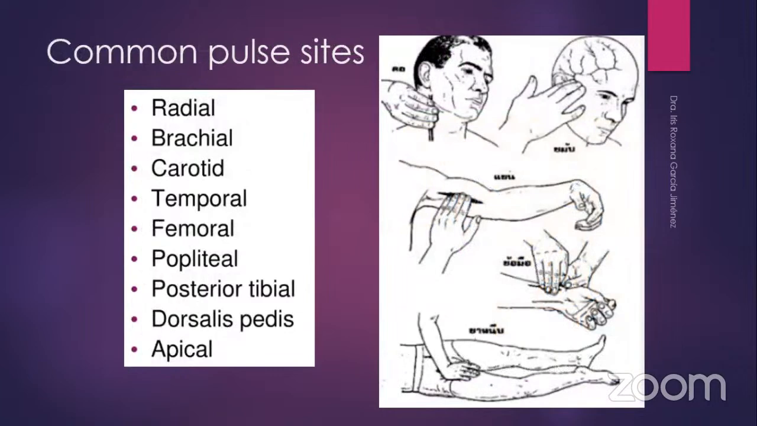Now I have the common pulse sites: radial, brachial, carotid, temporal, femoral, popliteal, posterior tibial, dorsalis pedis, in Latin you can see, and the apical. The most common ones for evaluating the pulse.